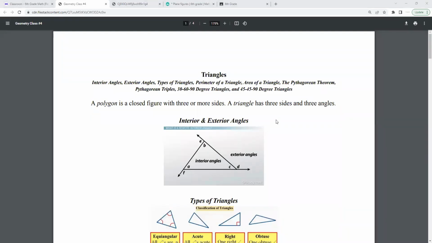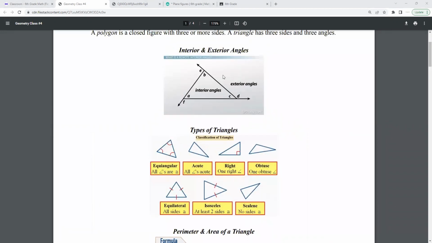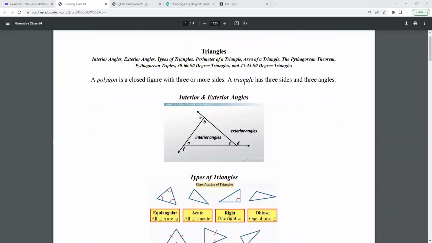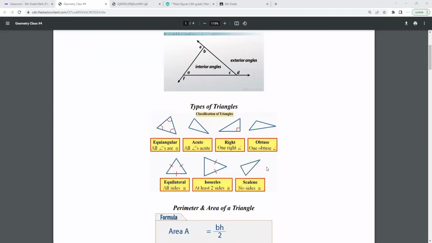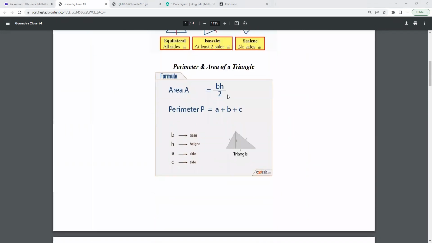Okay, so in this unit, plane figures, you're going to see triangles and parallelograms and some other shapes, but mostly triangles and parallelograms. So triangles always equal 180 degrees. There are, of course, different types of triangles. To find the area of a triangle, you do base times height divided by 2, and to find the perimeter, you add all the sides.